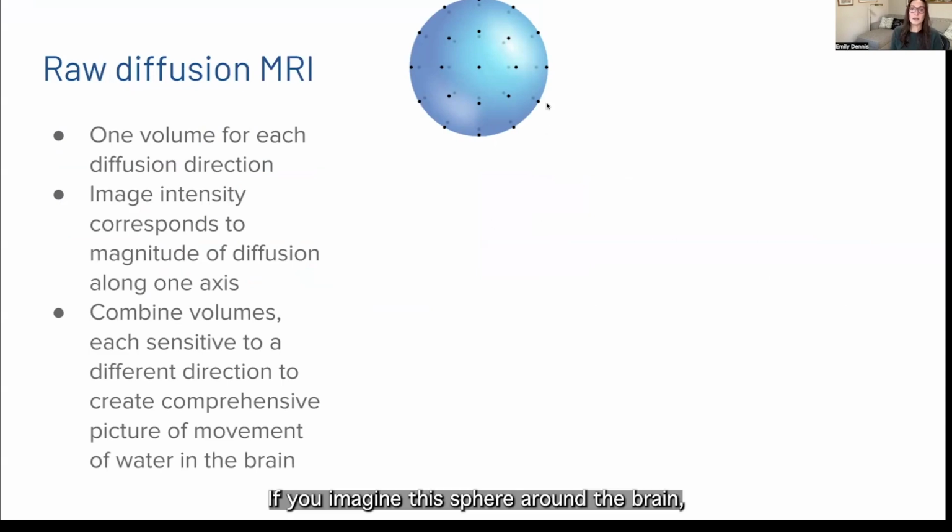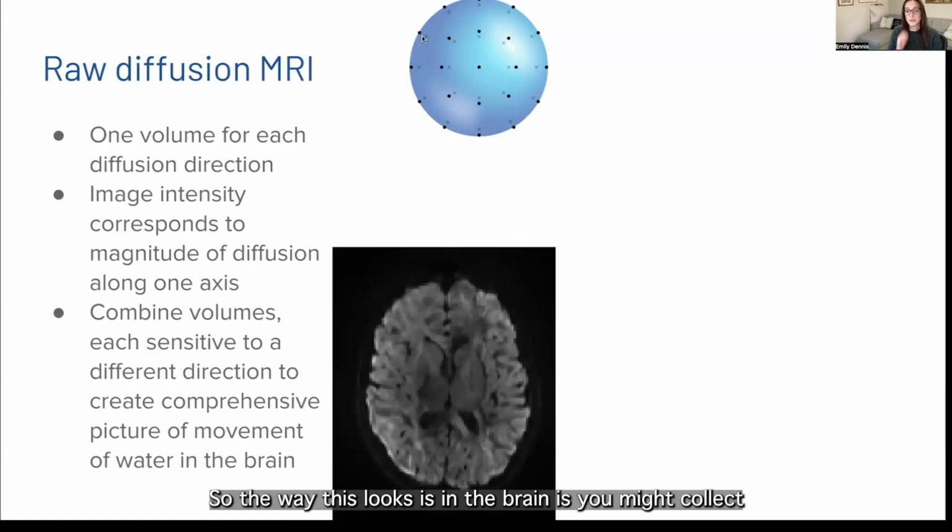If you imagine this sphere around the brain, and each of these points are points at which we essentially take a picture of the brain. So you take a picture from one direction, you take a picture from another direction, and with all of these, you are able to recreate this information about water movement because you have all different pieces of information about movement in different directions. So the way this looks in the brain is you might collect a single volume that looks like this, where areas that are bright are areas where we have not lost signal.